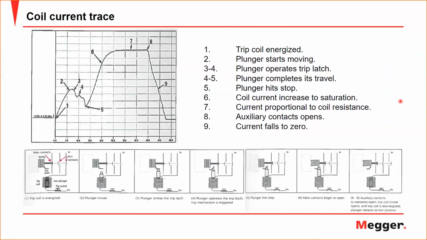So, coil current trace. Basically, when you are opening or closing a circuit breaker, you're energizing a coil. This coil has inside it a plunger. This plunger will operate a mechanical latch to, for example, your mechanism. In this case, I'm showing a spring mechanism, but for the other mechanisms it will be something similar.